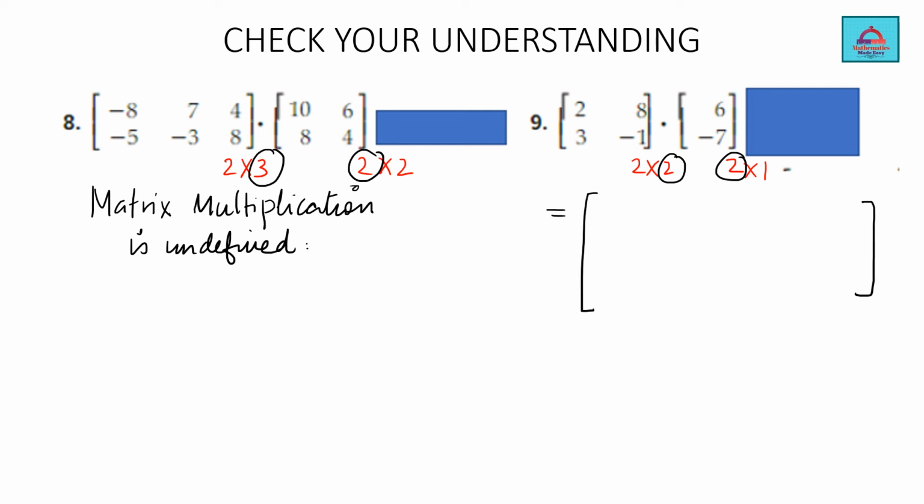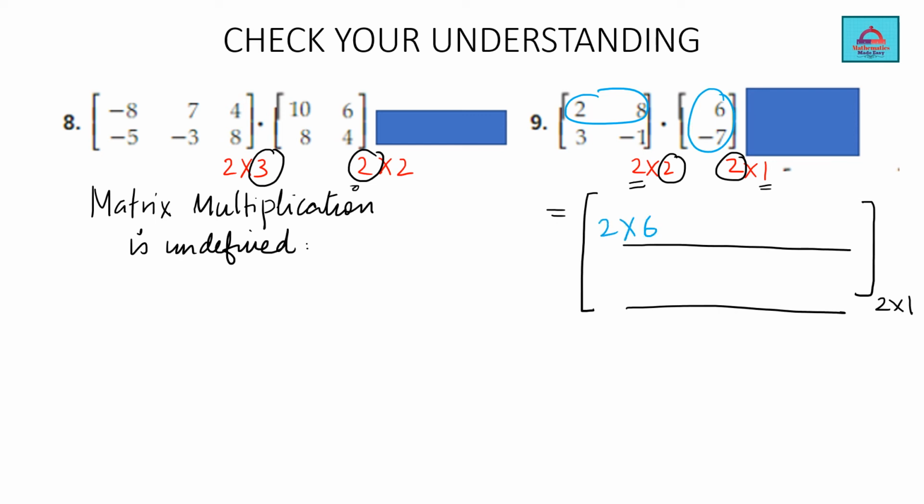equal. So therefore the resulting matrix will be 2 cross 1. 2 cross 1 means 2 rows 1 column. So we need to fill these two. Let's fill it up. So the first row, first column, so 2 multiplied with 6 plus 8 multiplied with negative 7. Now since the result has only one column, we are just going to write below this. So the second entry we will get from second row, first column. There's no other column, right? So this is a pretty simple one.